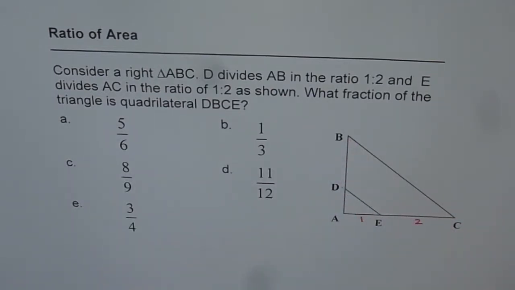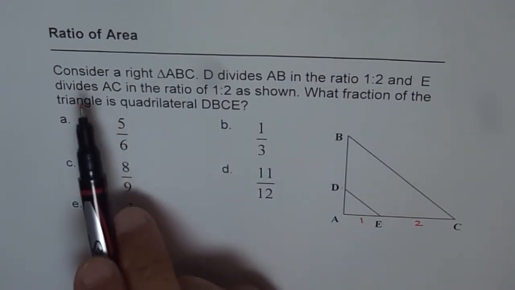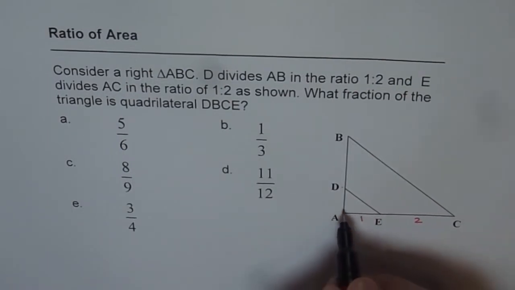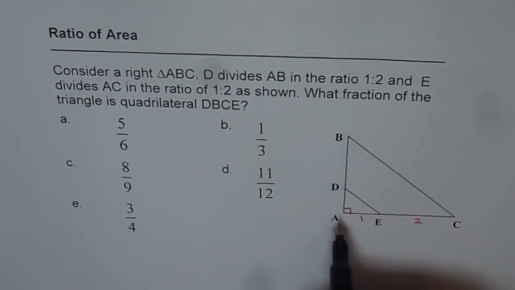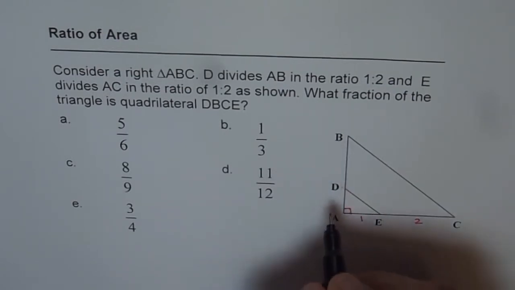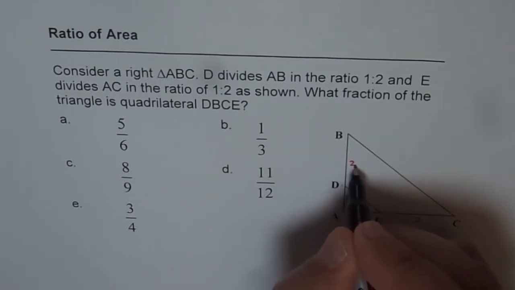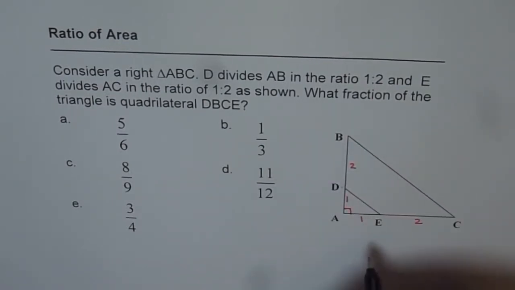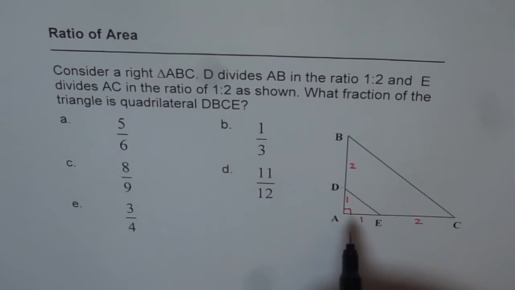And we are given 5 choices. So I'd like you to pause the video, solve the question, and then check my suggestion. Let's look into the problem once again. It says, consider the right triangle ABC. So this is the triangle ABC. D divides AB in the ratio of 1:2. That means if AD is 1, then DB is 2. That is what it means. And E divides AC in the ratio of 1:2, as shown here.